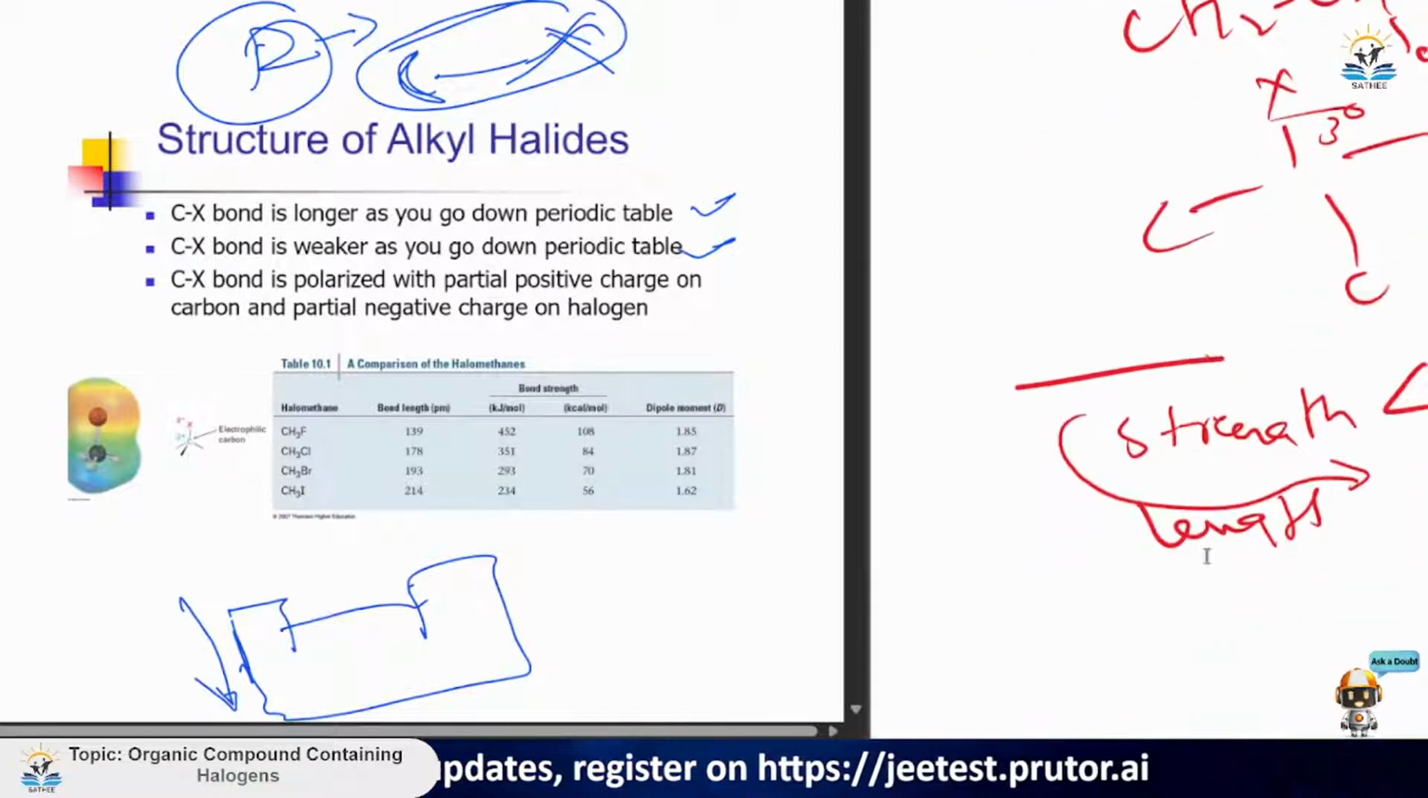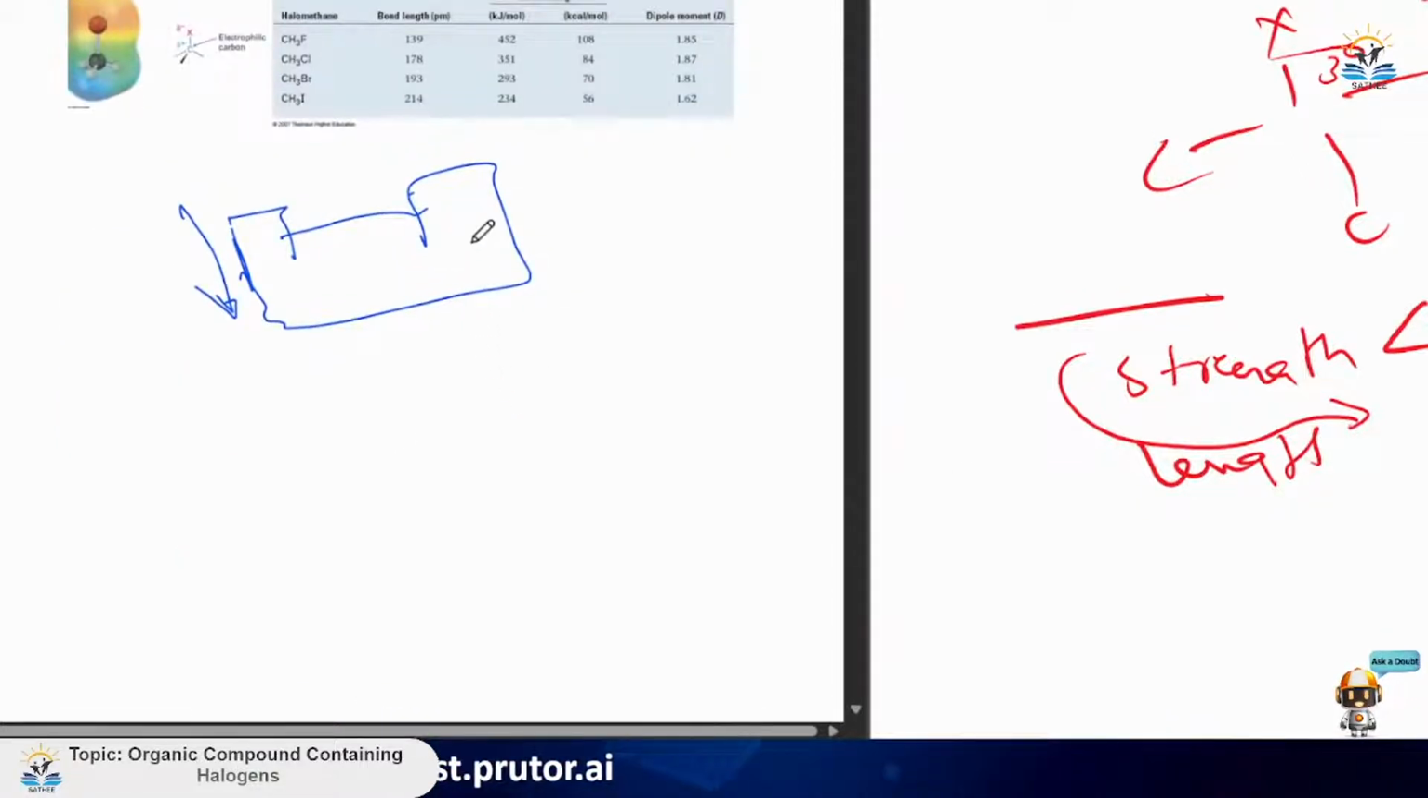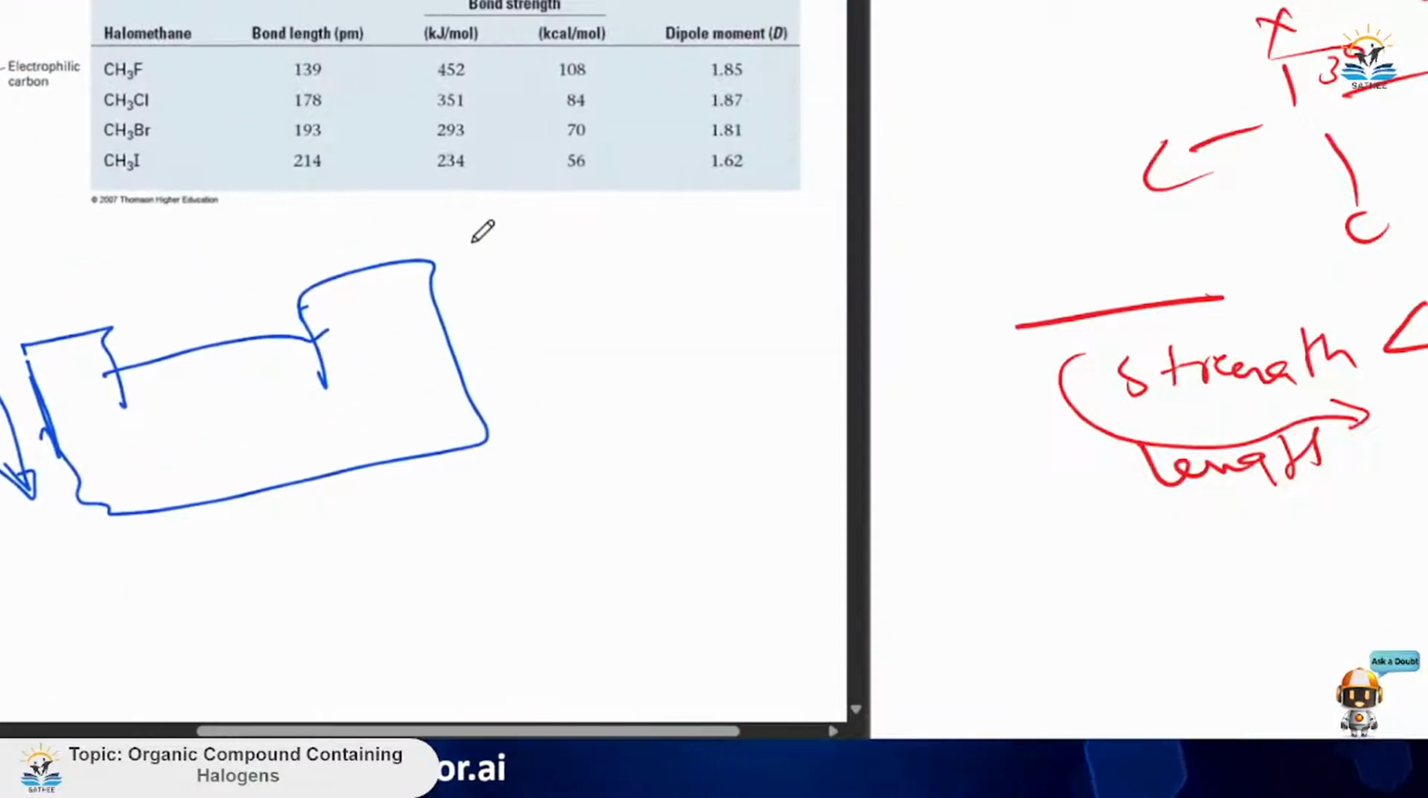Okay, so you know what this is and how it comes. Now, the C-X bond also contains some polarization on both ends. I will zoom in here somewhat, given some data about that. You can check it out.